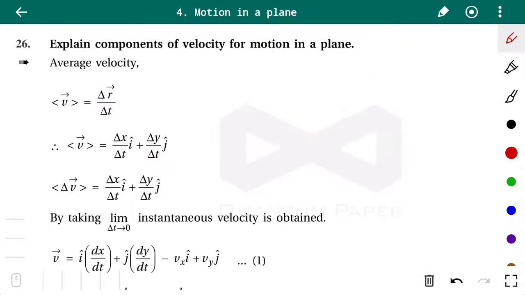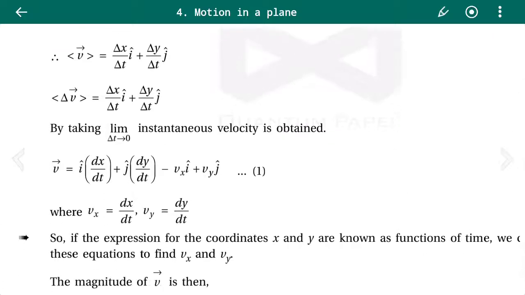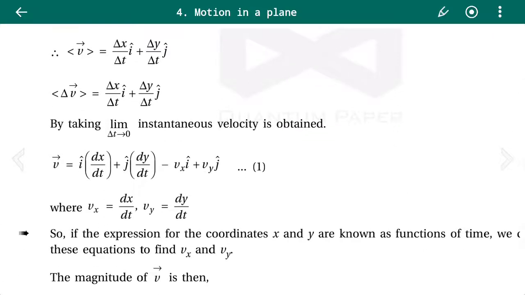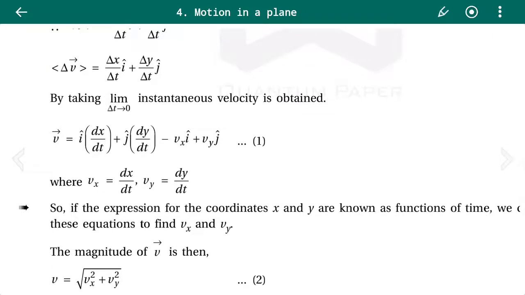So delta r vector upon delta t, splitting that into x component and y component, we get delta x by delta t i cap plus delta y by delta t j cap. That is, v vector is equal to delta x upon delta t i cap plus delta y upon delta t j cap. By taking the limit delta t tends to 0, instantaneous velocity is obtained.